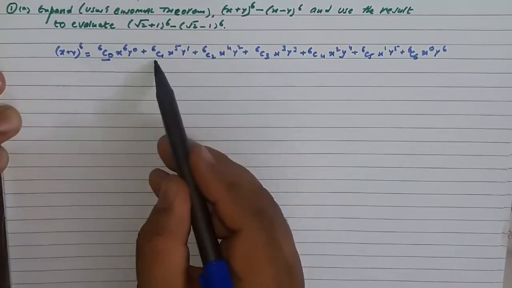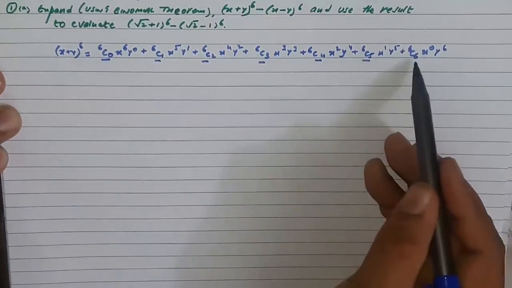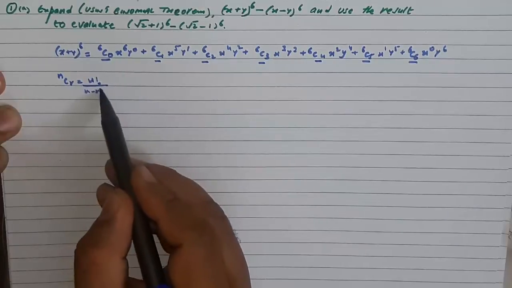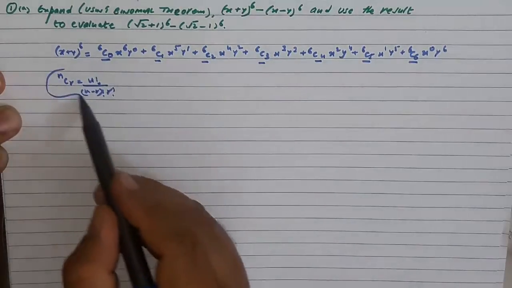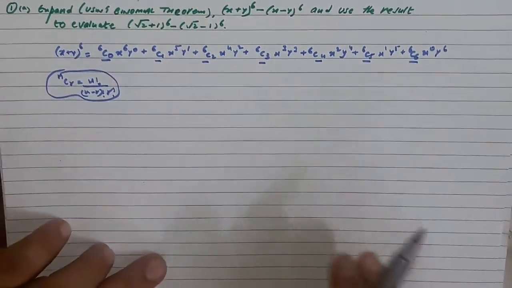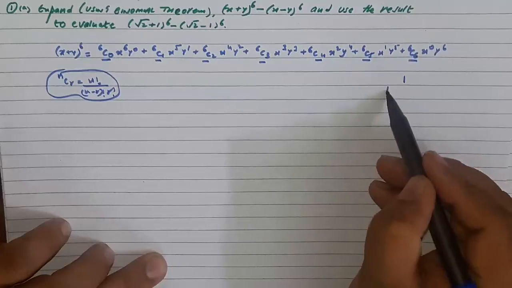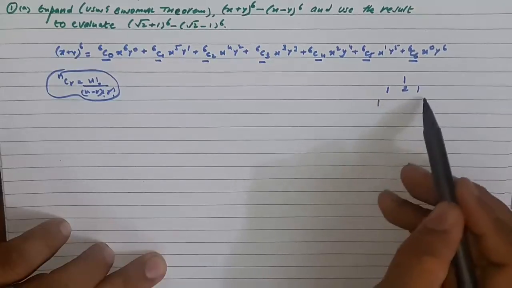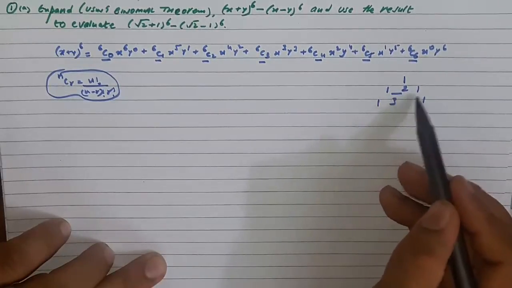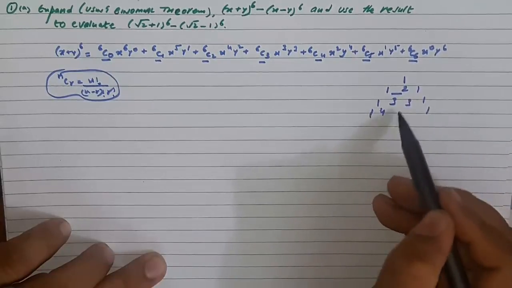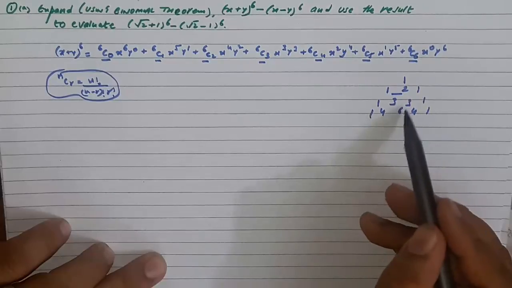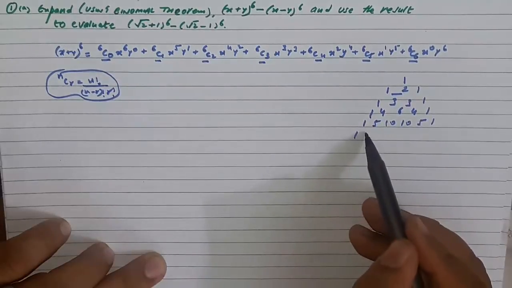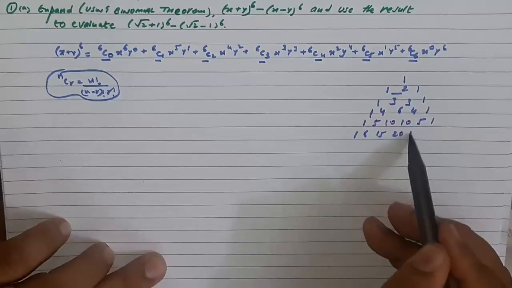Now we have to evaluate 6C0, 6C1, 6C2, 6C3, 6C4, 6C5, and 6C6, either by using this formula, nCr equals n factorial upon (n minus r) factorial into r factorial, or we can find these values by using Pascal triangle. Pascal triangle is very easy to frame. Each row starts with 1 and ends with 1, and we write the sums here: 1, 2, 1, then 1, 3, 3, 1, then 1, 4, 6, 4, 1, because 1 plus 3 is 4, 3 plus 3 is 6, like this. Then 1, 5, 10, 10, 5, 1, then 1, 6, 15, 20, 15, 6, 1.